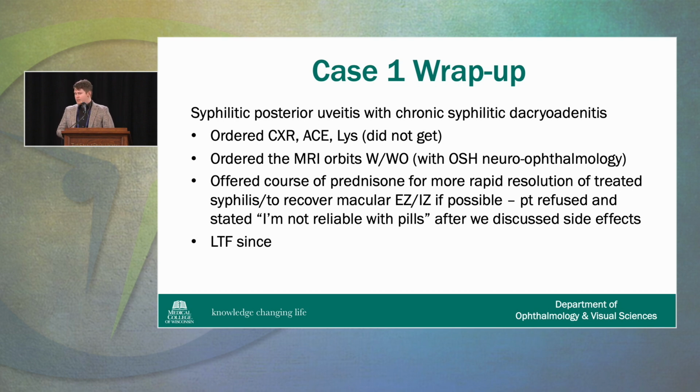And we offered him a course of prednisone, but at least he knew himself well and he said he's not reliable enough to take pills long term when we talked about the side effects of prednisone. And I really want to point out that you've got to talk about the side effects of prednisone. High-dose prednisone we talked about yesterday for the optic neuritis treatment trial is no joke. And even 60 milligrams that we use for this type of posterior uveitis or 20 milligrams can cause some severe side effects. Patients don't sleep.